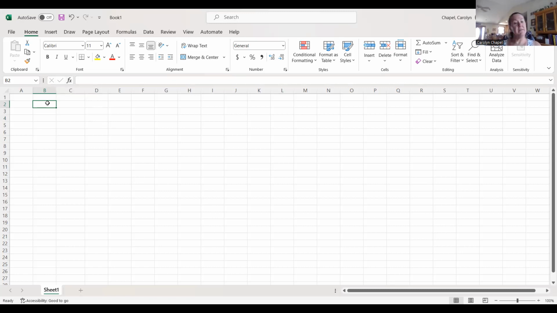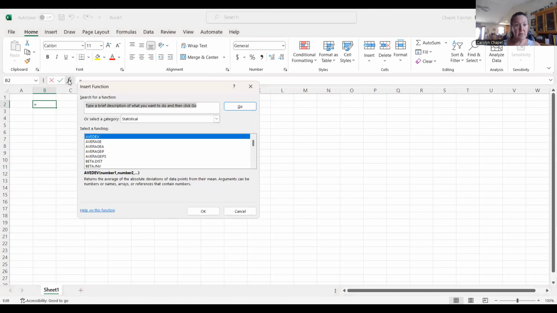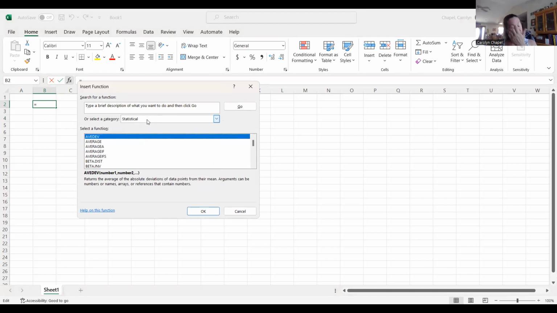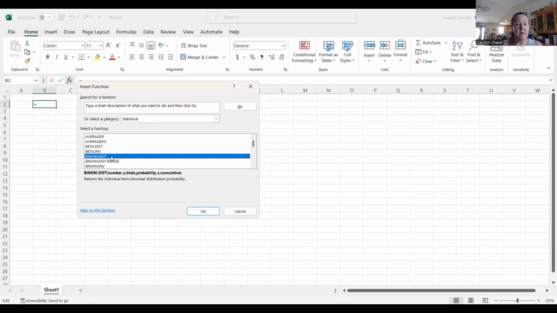But you're going to click on an empty cell, and I'm going to use my little FX button here because I'm going to insert a function. I would change this category from, it's usually on most recently used, to statistical, because this is a statistical function that we're going to be using. And the one we want to use is binomial distribution.